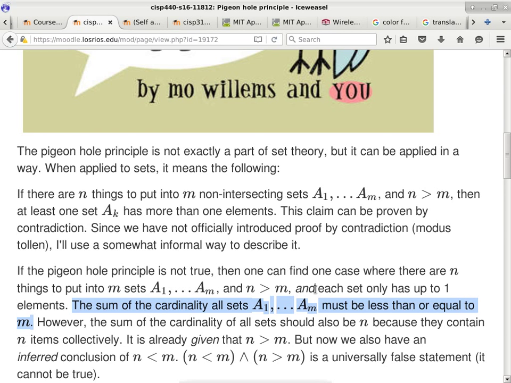It's because of the negation of the theorem, because of this part here: each set only has up to one element. That is the direct result of negating the pigeonhole principle. Up to one element means it can be zero, but it can only have up to one. So when you add up all the items in every single container, and there are only M containers, the total can only be up to M.